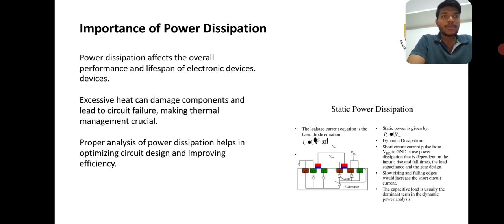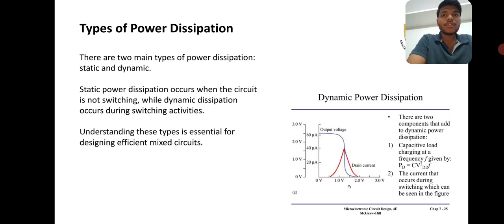Static power dissipation. The leakage current equation is the basic diode equation. This is the picture of static power. And next topic is types of power dissipation.